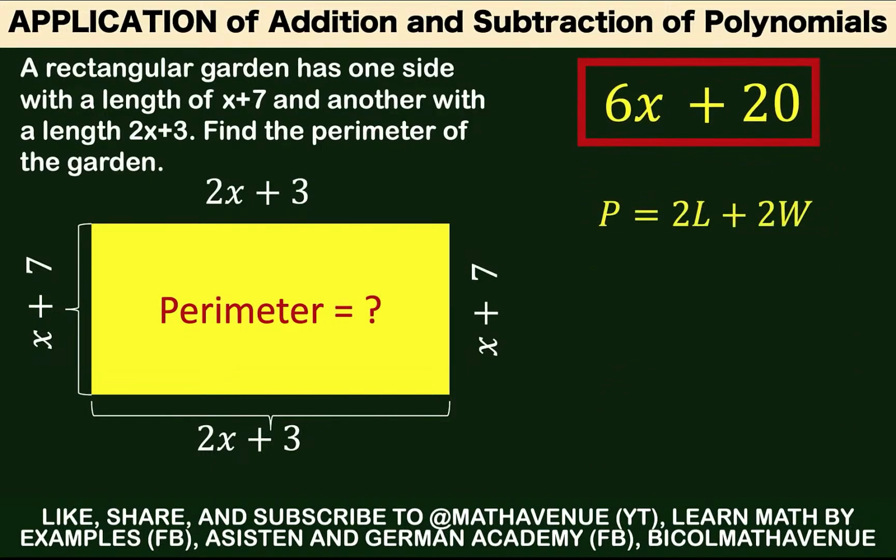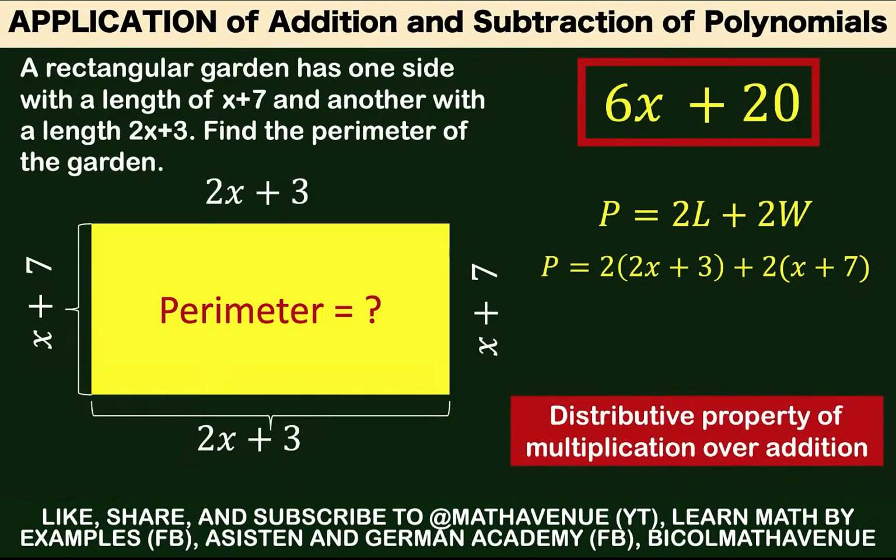P is equal to 2L plus 2W. Let's see what happens. You have 2 times our length, 2x plus 3, plus 2 times our width, x plus 7. Now here you have a monomial times a binomial. We are going to perform what we call the distributive property. Here, you distribute the monomial factor to the binomial factor.